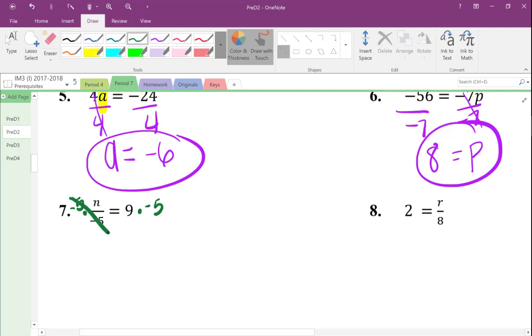And that goes away. So many times kids will write negative 5n. It's gone. Once you multiply both sides by that negative 5, it disappears. So I get n equals what number? Negative 45. Beautiful. Good job.